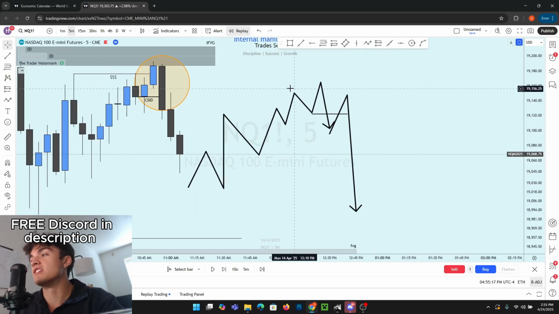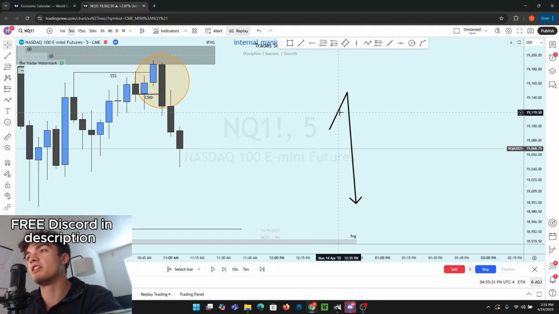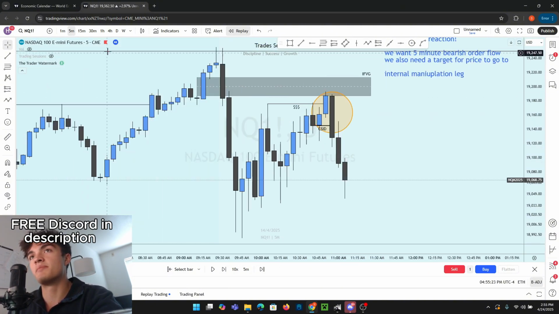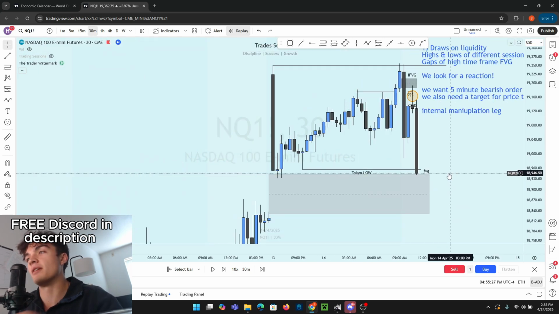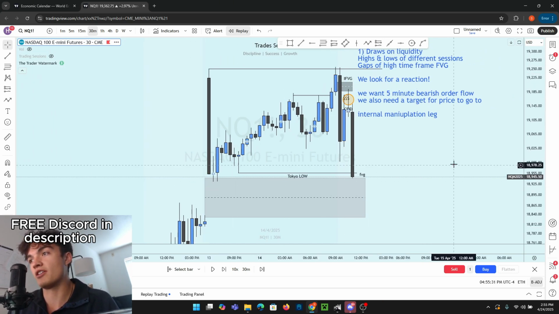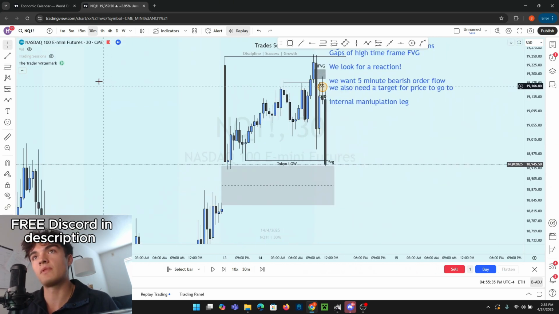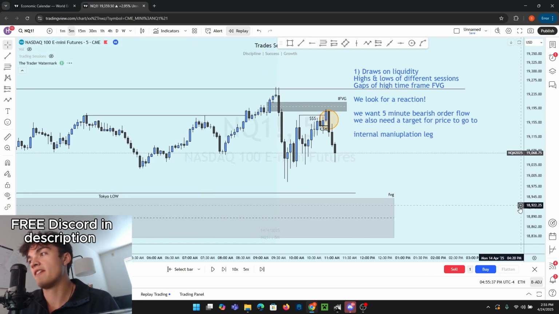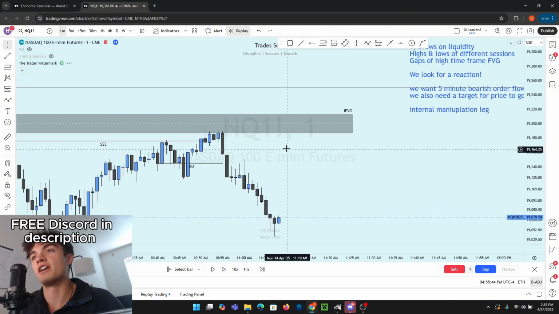Reason why we expect continuation to the downside now is because our manipulation leg was put into place here, and it's following our higher time frame model, right? It's following this bearish trend we have. It's following the direction of liquidity that we are looking for. When the 5-minute changes the state of delivery, and we are now bearish on the 5-minute, is when we scale into the 1 minute to find our entry.